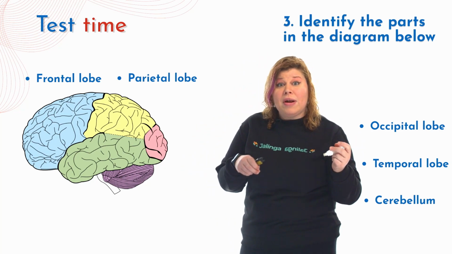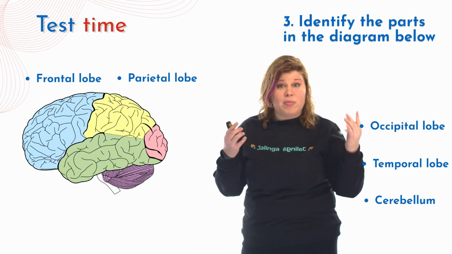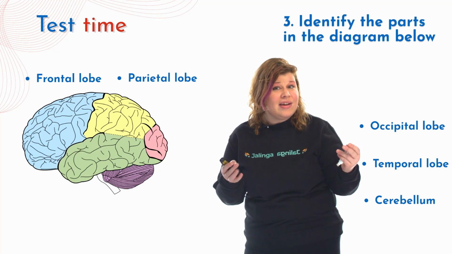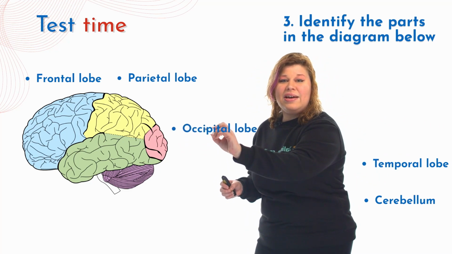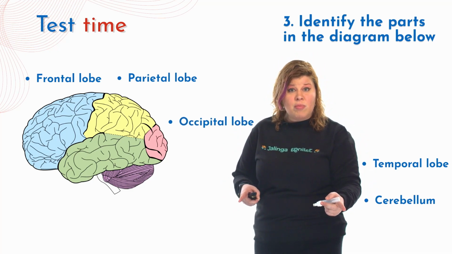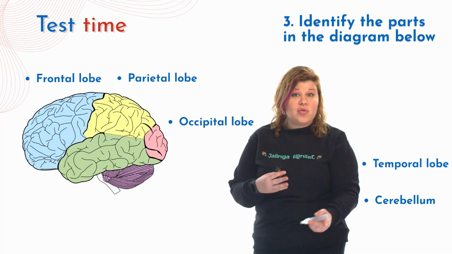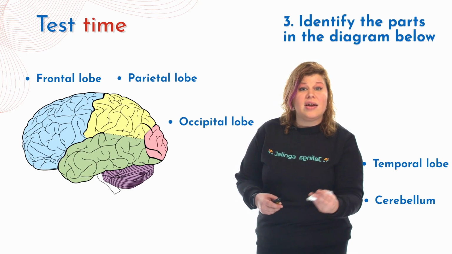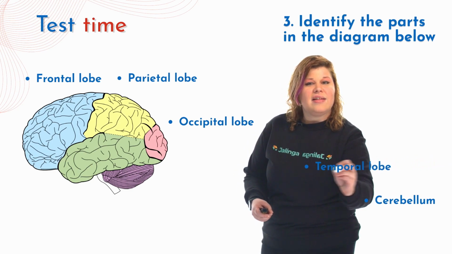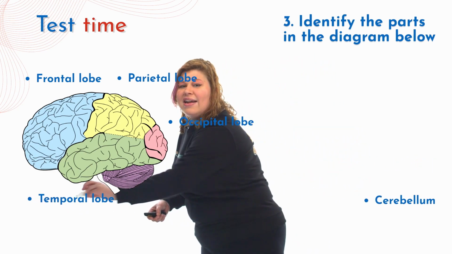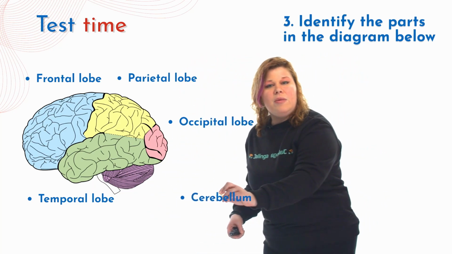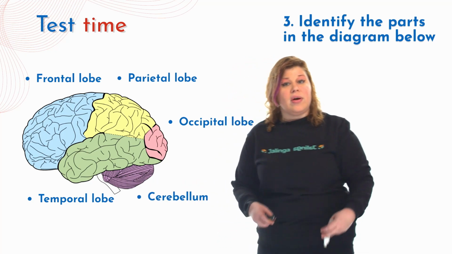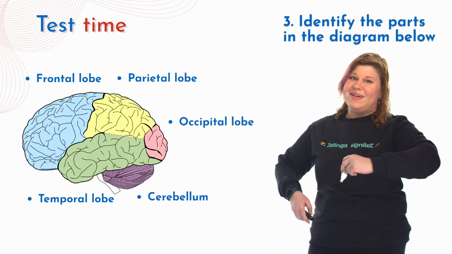All right. Next, the occipital lobe, which is responsible for processing visual information. That is over here in pink. And the temporal lobe, which is responsible for auditory processing and consolidation of memory. That is in green. And of course, we can't forget about our friend, the little cerebellum, the little brain, also responsible for memory and motor movement.